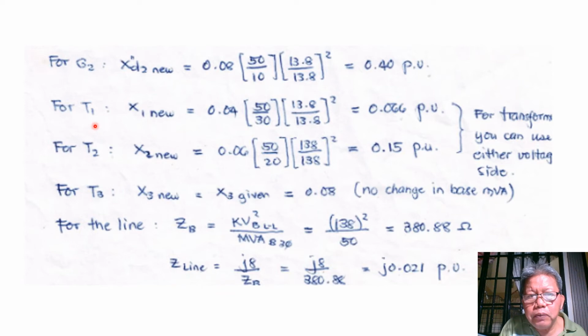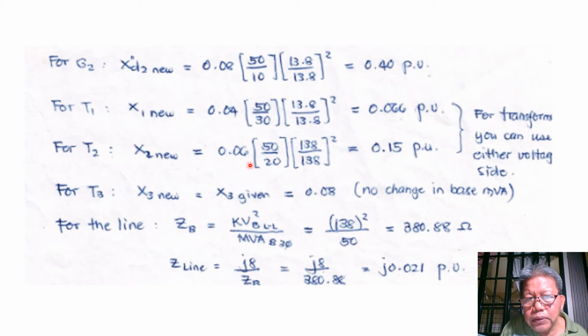Now for transformer 1, its new per unit value would be equal to the given, which is 0.04, times the ratio of the new MVA, which is 50, to the given MVA of 30, and then we use the low voltage side of transformer T1, 13.8 over 13.8. So the new value of X1 of T1 is equal to 0.066 per unit.